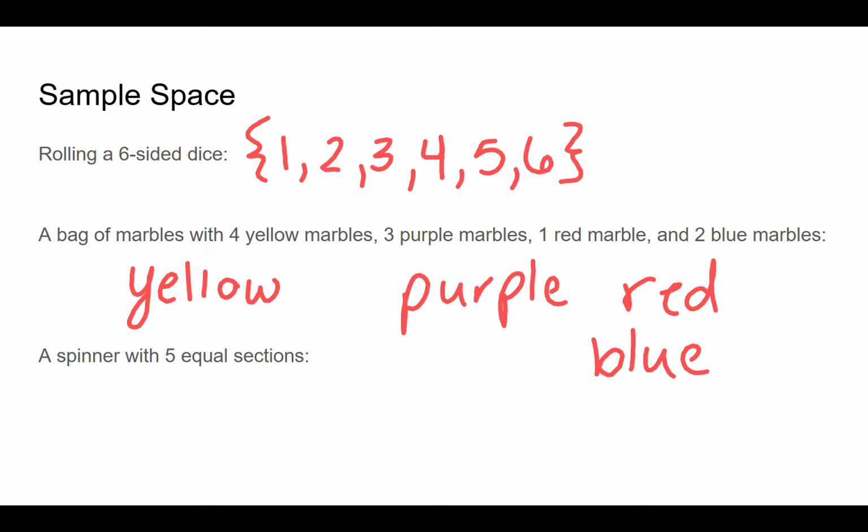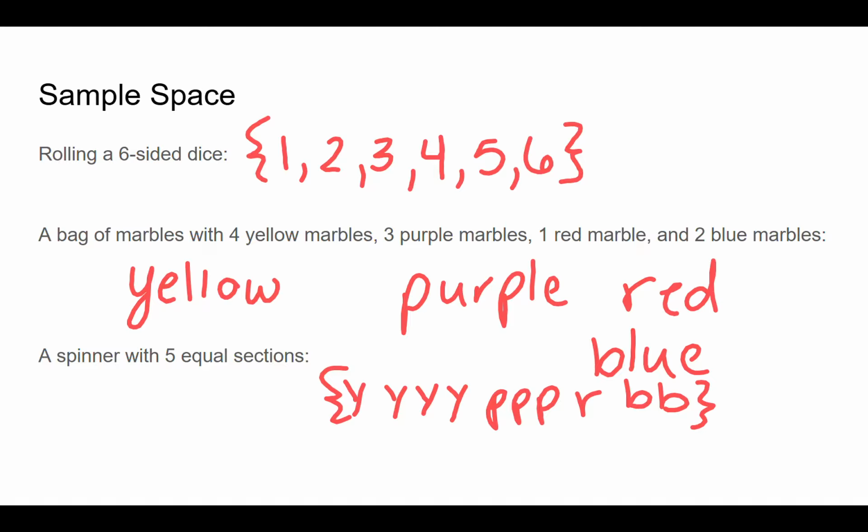We have 4 yellow marbles, 3 purple marbles, 1 red marble, and 2 blue marbles. We don't have only 1 yellow. We don't have only 1 purple. We don't have only 1 blue. We have 4 yellows, 3 purples, and 2 blues. So our sample space will actually look like, I'm just going to put letters instead of the whole word: yellow, yellow, yellow, yellow, purple, purple, purple, red, and 2 blues. So this will actually be my sample space because these are all individual marbles.